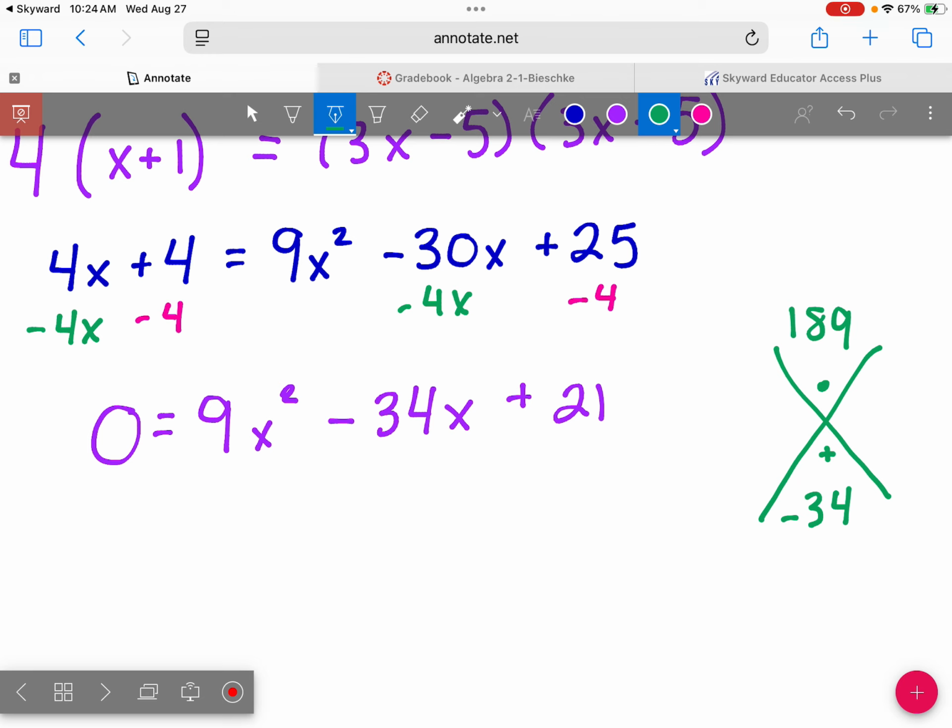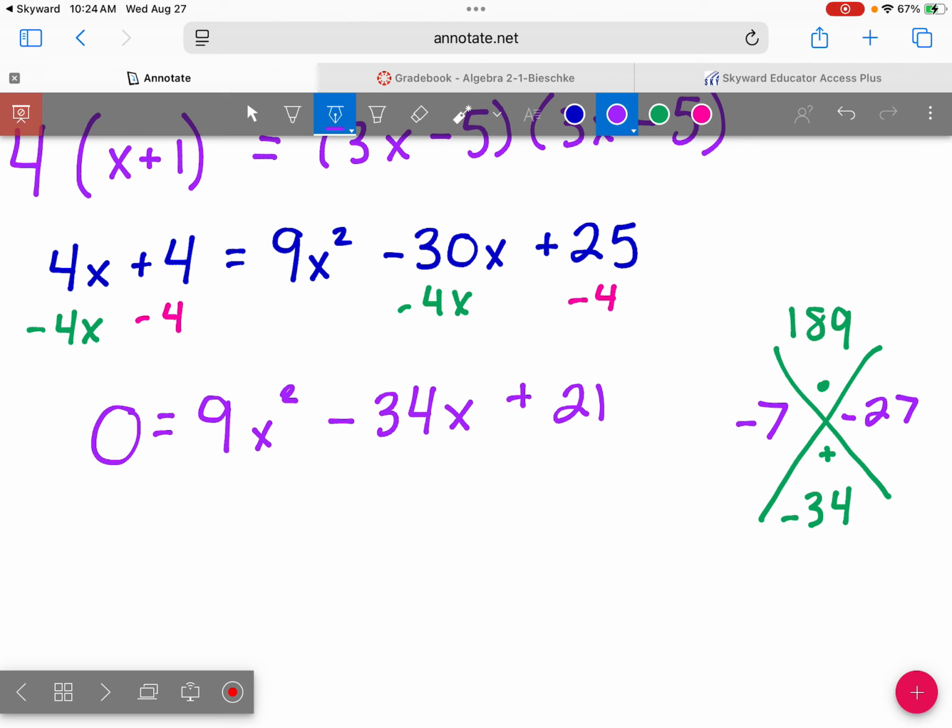I think I heard it. It was in there. We had our 7 and 27. But if they're adding to make that negative 34, they're both negative. Because that top number is positive, that means they're going to have the same sign. So we have negative 7 and negative 27.